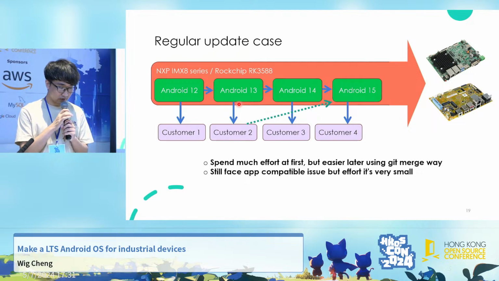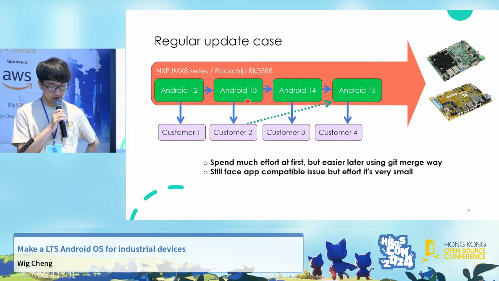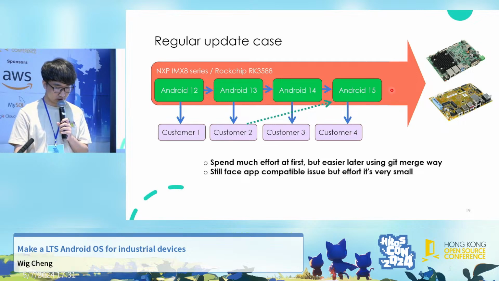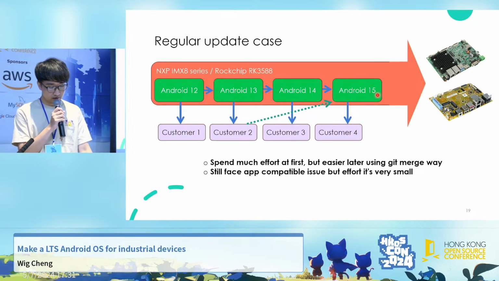For example, a customer chose our Android 13 for their project last year, and they have an Android 15 requirement next year. We can also provide it because we have planned to release the image every year.